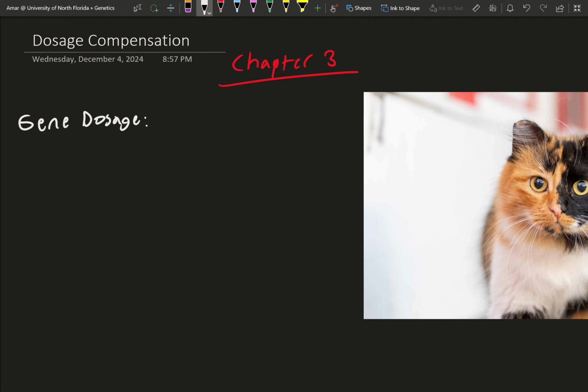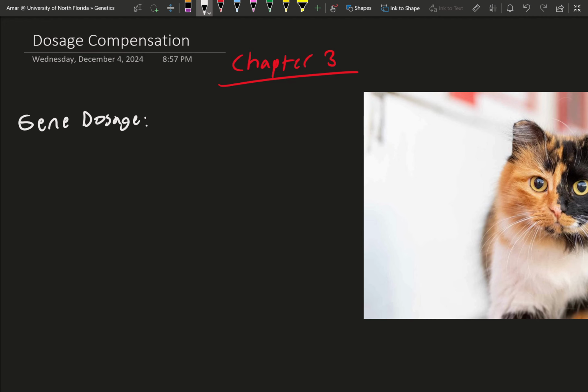So far in this chapter, what we talked about was how mitosis and meiosis works. And then we talked about sex-linked inheritance. So to finish off, this is going to be the final episode for Chapter 3, where it's going to be a segue into allelic interactions.